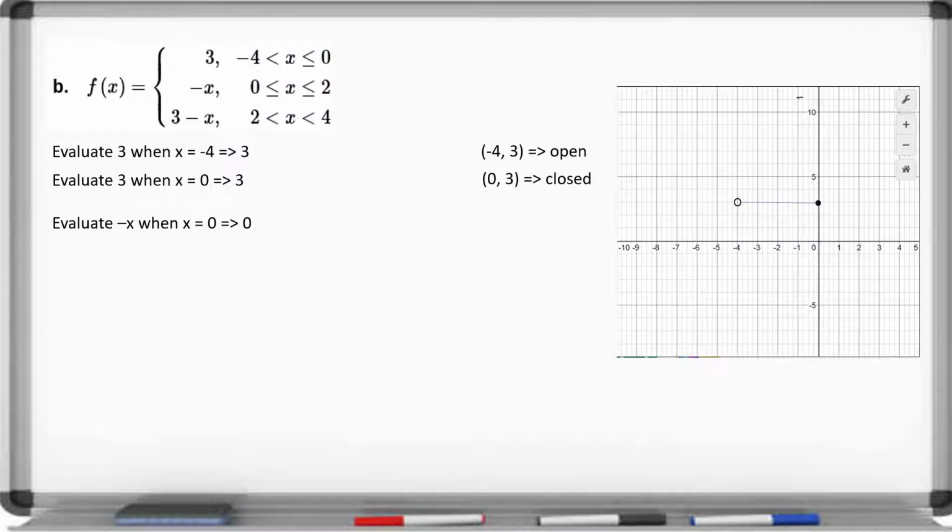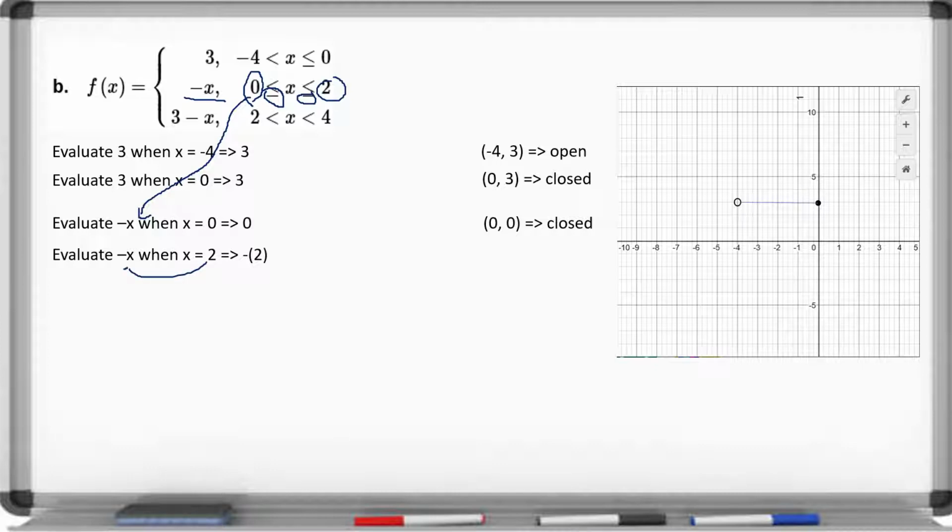All right, so we're going to evaluate the second rule when x is 0. Plugging that in, we get just 0. So our coordinates are 0, 0, which is closed because of that equal sign underneath there. Now we're going to plug in x equals 2, which is also closed because of the equal sign. If you plug in 2, you're going to get negative 2. So our coordinates are 2, comma, negative 2, which is closed. Now this is just a line, so we can connect those two by a straight line like this.